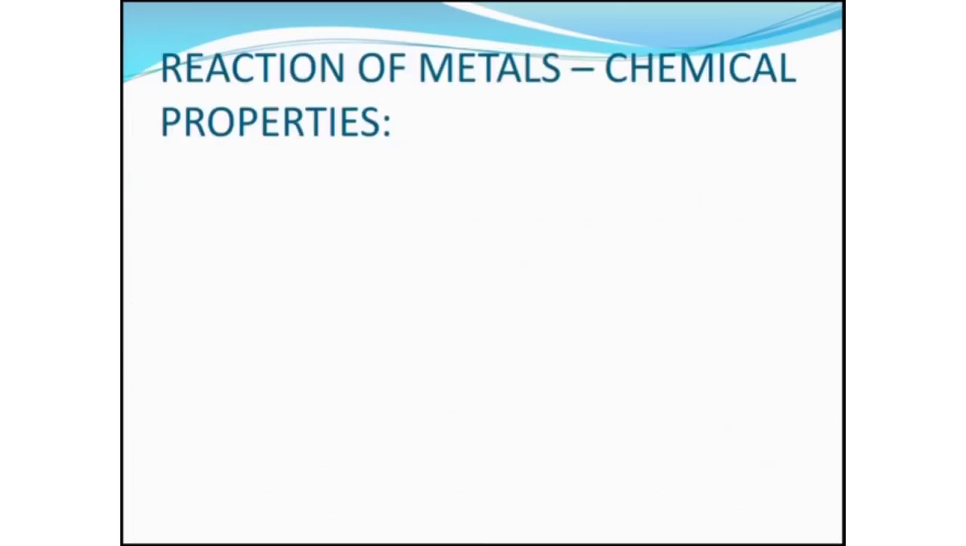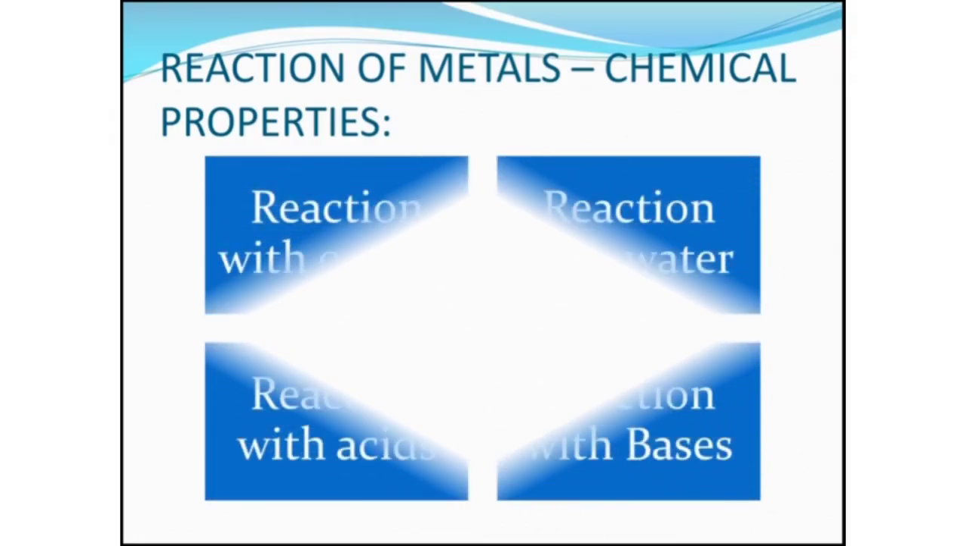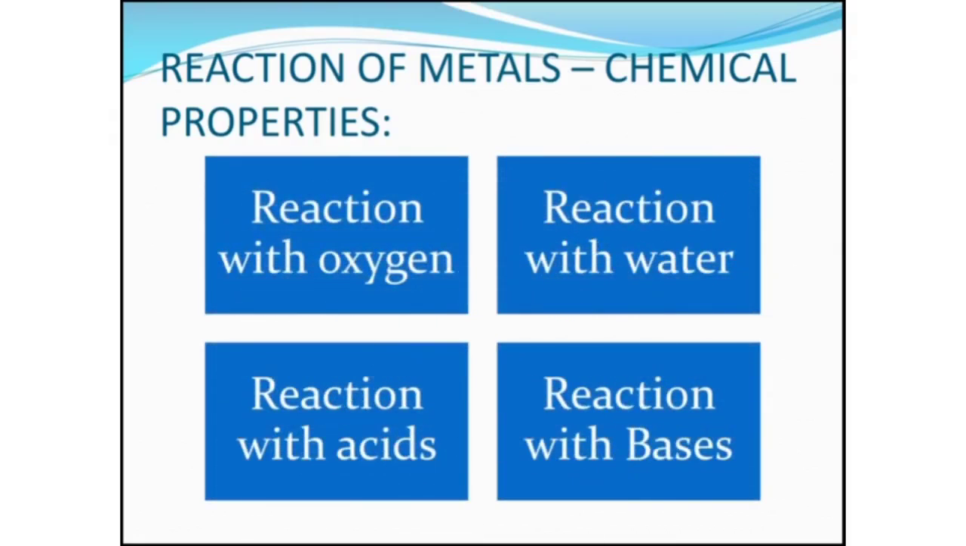So far we have been discussing the physical properties of metals and non-metals. Now we have to learn about the chemical properties of metals and non-metals. In this slide we are going to see the chemical properties, starting with the reactions of metals. Here we discuss the reactions of metals with different elements like oxygen, water, acids and bases.